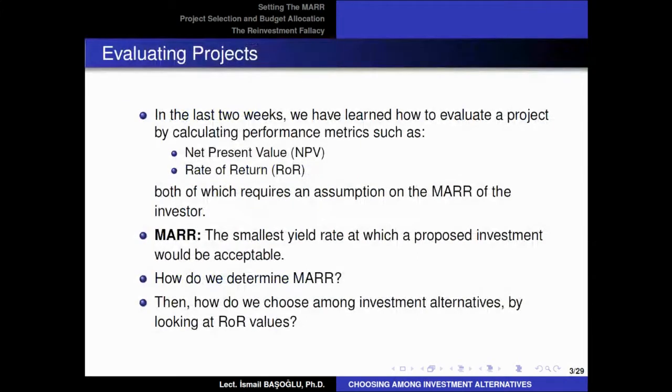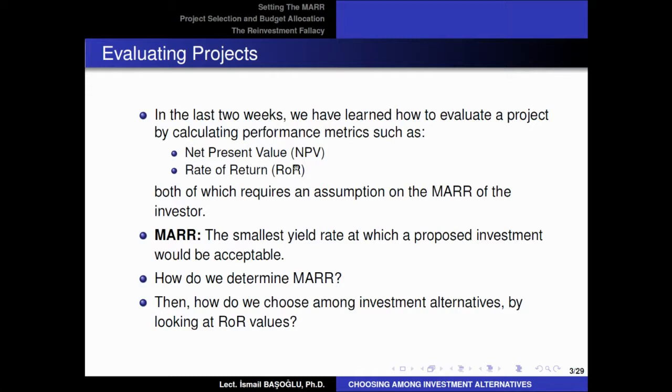So we are going to talk about evaluation of projects in the beginning. This is just going to be a review of what we have done in the previous weeks. We said that in the last two chapters, last week on Tuesday and this week on Monday, yesterday I mean, we learned how to evaluate a project by calculating performance metrics such as net present value and the rate of return.